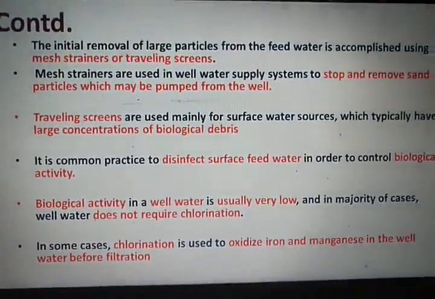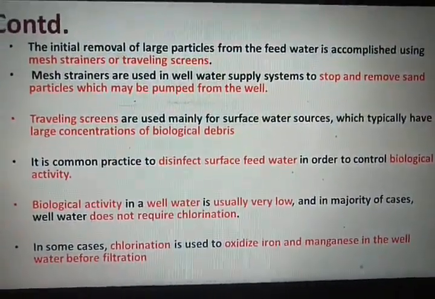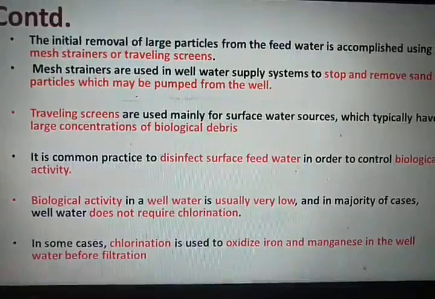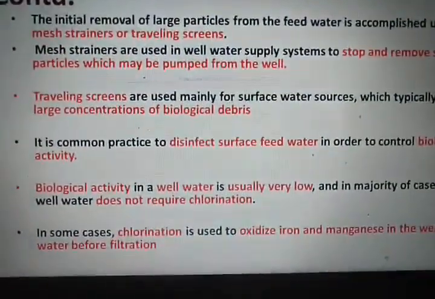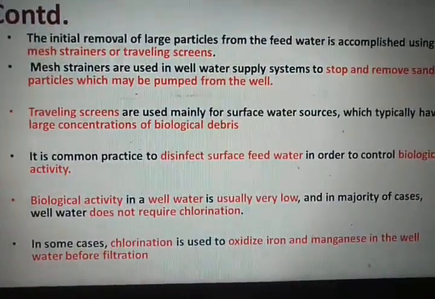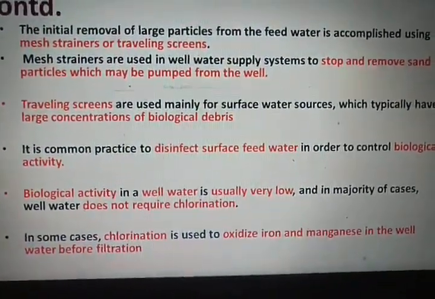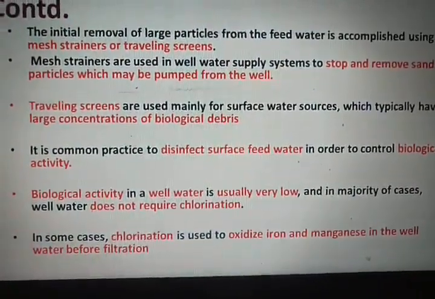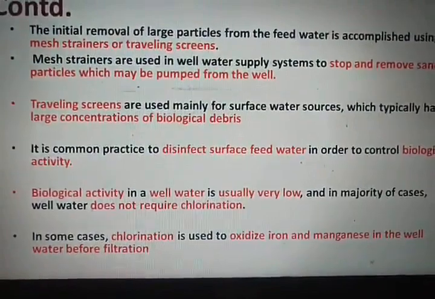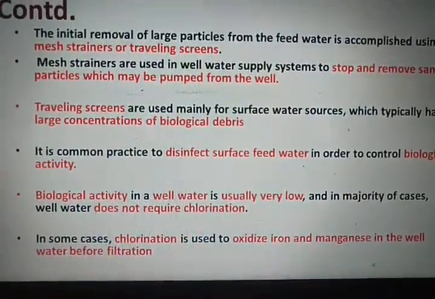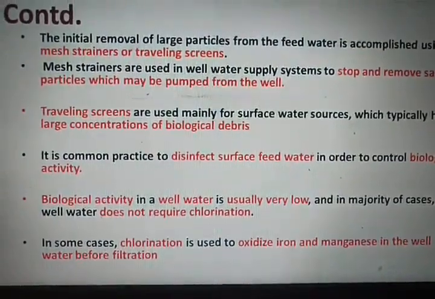The initial removal of large particles from the feed water is accomplished using strainers or traveling screens. That is, various types of screens can be used to remove different sizes of particles from the water, from coarse screens to fine screens, if the water is not pre-treated with a system of water treatment. Okay, so then we can also use traveling screens. Then it is a common practice to disinfect the feed water.